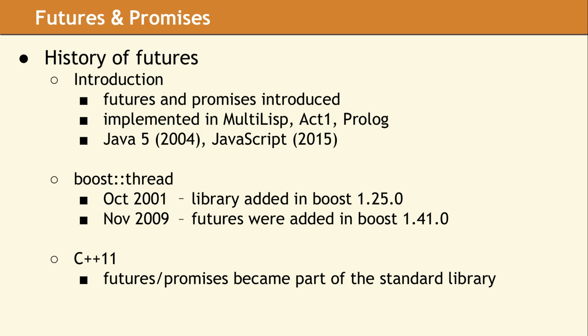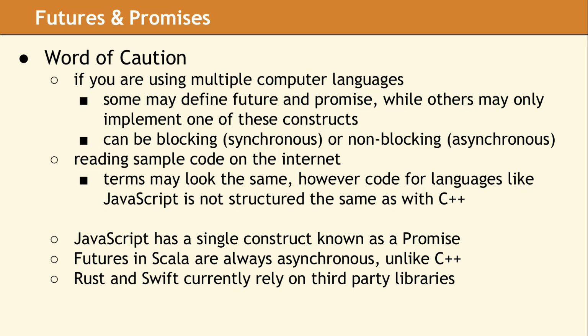There have been several new proposals to expand the functionality of futures and promises in the C++ standard, and these are available as experimental in some compilers. It is expected that C++ 20 will contain most of these enhancements. When you're looking at a computer language or browsing through code samples on Stack Overflow, you need to be very careful. Not every computer language has both constructs, namely futures and promises, and the definitions and implementations may be different.